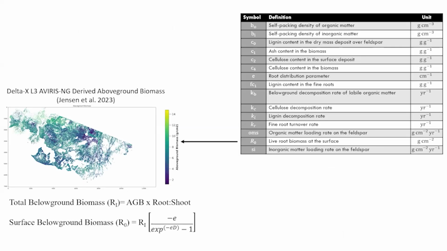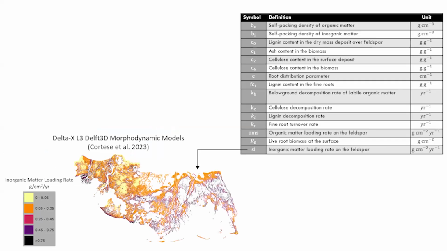And so using some very basic relationships, we can turn above ground into below ground biomass using a root to shoot ratio. And then using a root attenuation coefficient, we can determine how much biomass is at the surface, which is one of the parameters that NUMAR requires, live root biomass at the surface. Another parameter that NUMAR needs is the inorganic matter loading rate. So in the field, this would be measured with feldspar marker horizons.